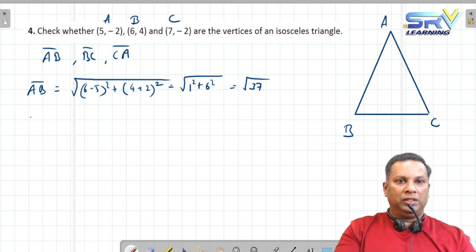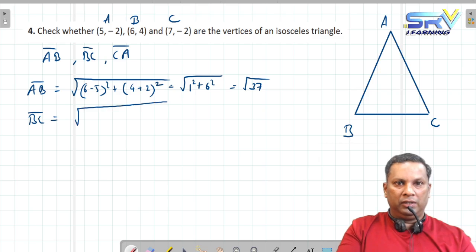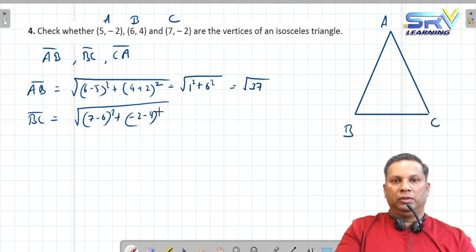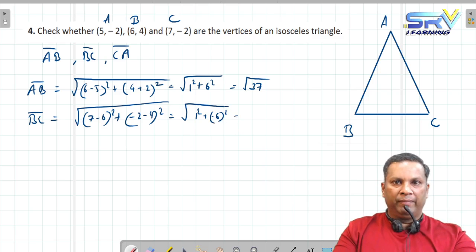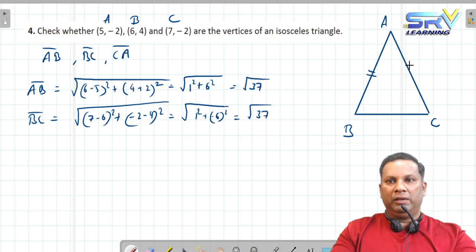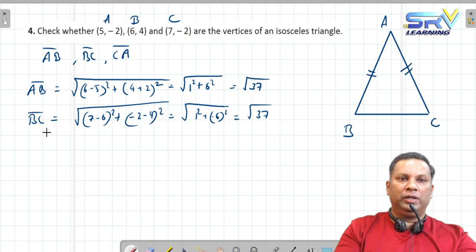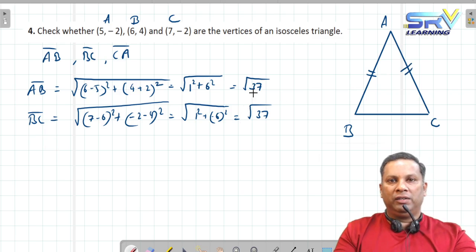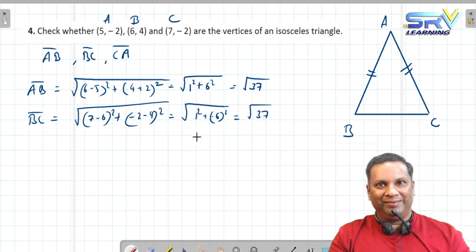Okay. Now let us find BC. You don't have to find the root's value, okay? Just go ahead and put the values here. BC is 7 minus 6 whole square plus minus 2 minus 4 whole square. So this is the same thing, 1 square plus minus 6 whole square, and minus 6 whole square is again plus 36, so it is root of 37. So here we know that AB is equal to BC. Hence for the given triangle, we don't even have to find the third side. If two sides are equal, we know that it is an isosceles triangle.